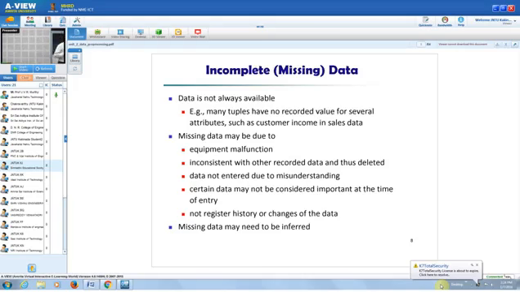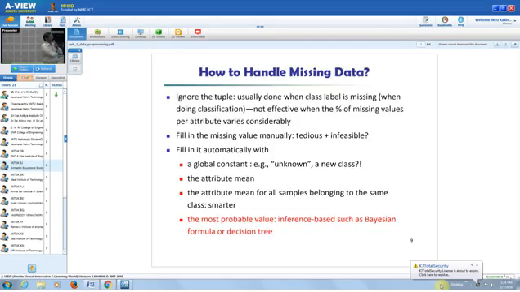So how do you complement the missing data? Data is not always available. Many tuples have no recorded values for several attributes, such as customer income in sales data. Missing data can be due to equipment malfunctioning and so on. One way is to ignore the tuple. How do you handle the missing value? Ignore the tuple.